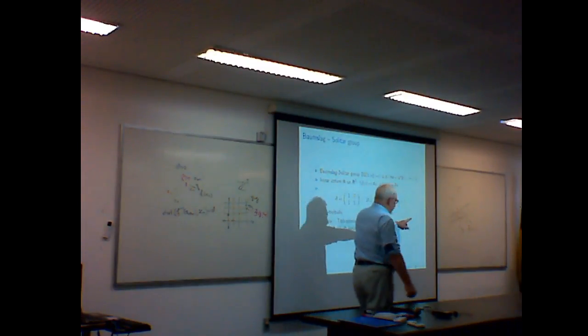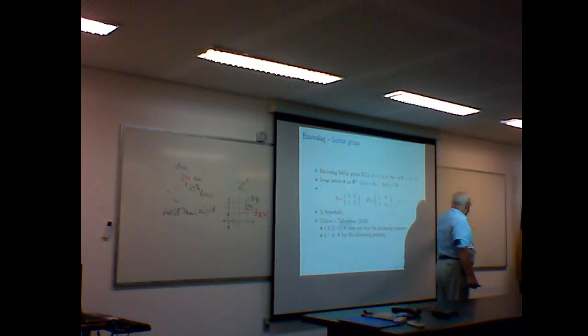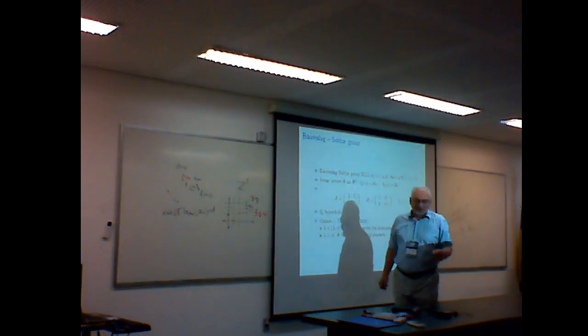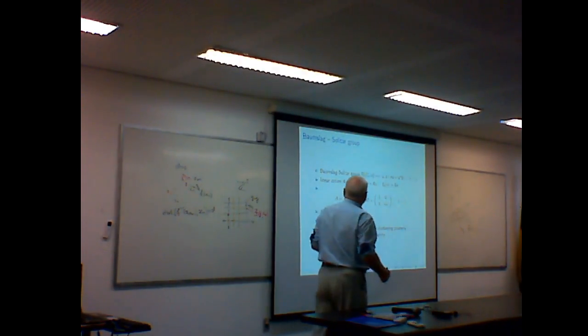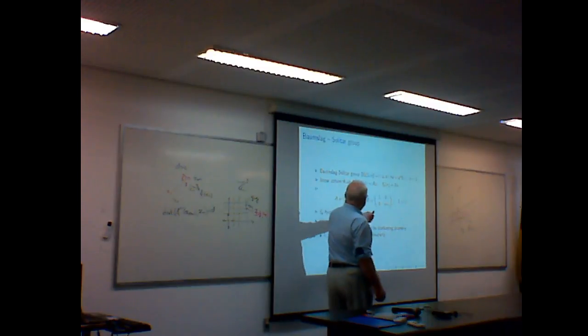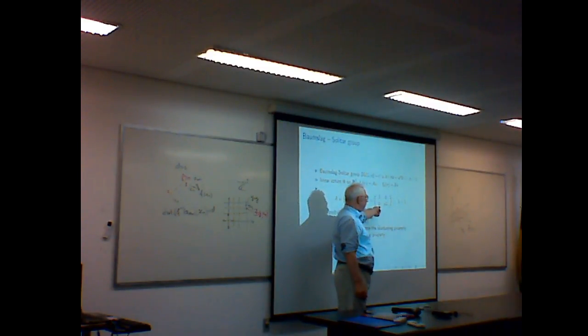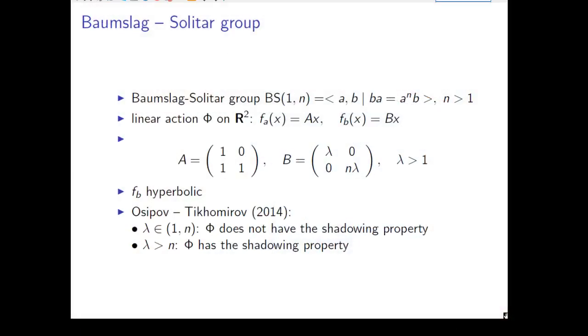You don't have an analog of this reductive shadowing theorem. What happens? Of course, you have one element. Lambda is a real number more than 1. You have one hyperbolic element. So the action of the corresponding subgroup has the shadowing property, it is expansive, everything is very good.